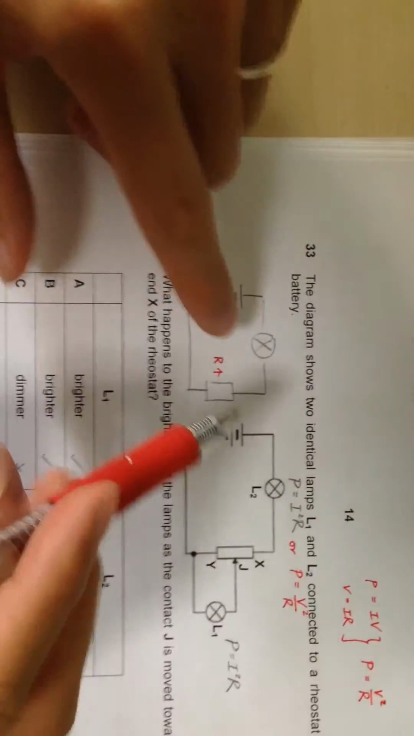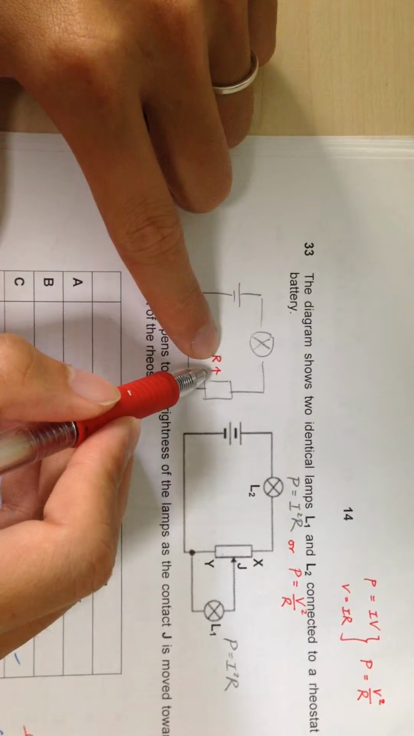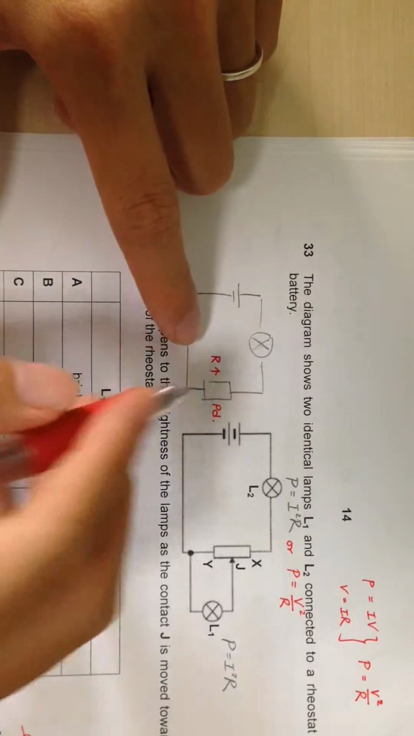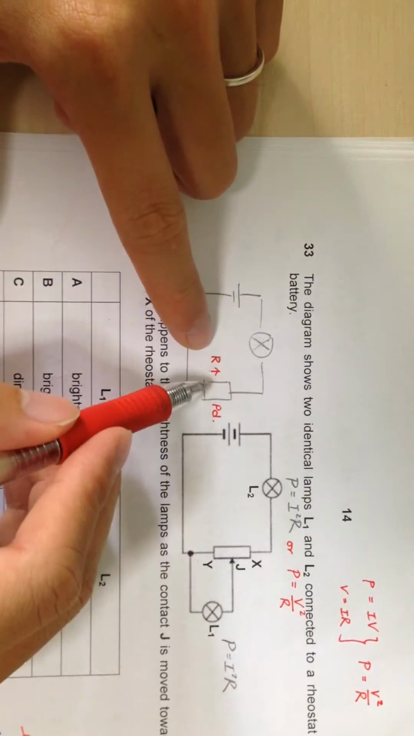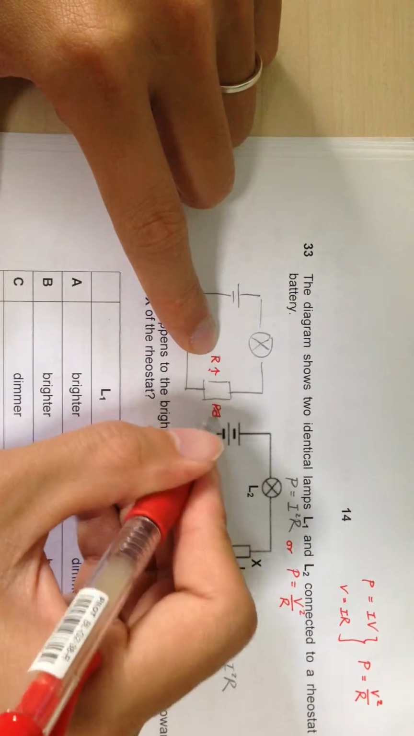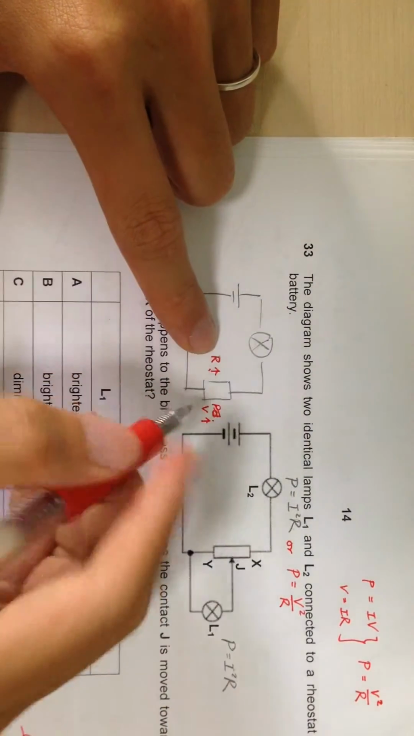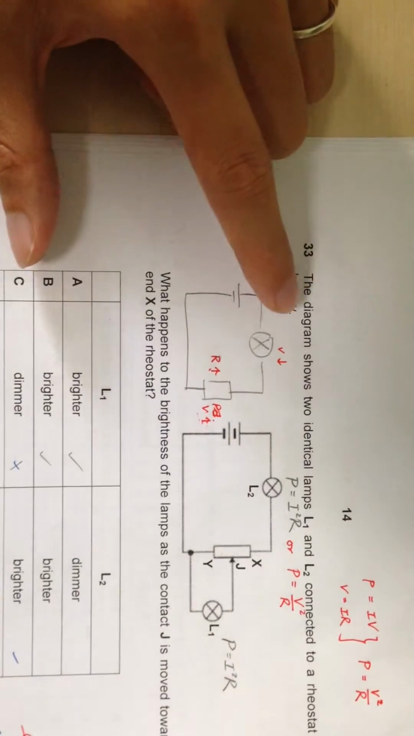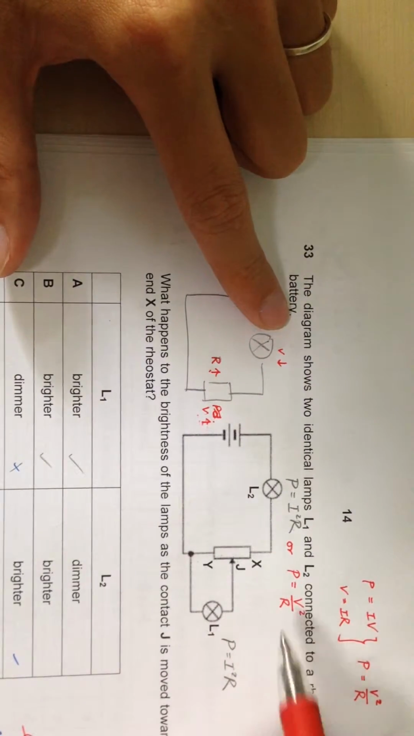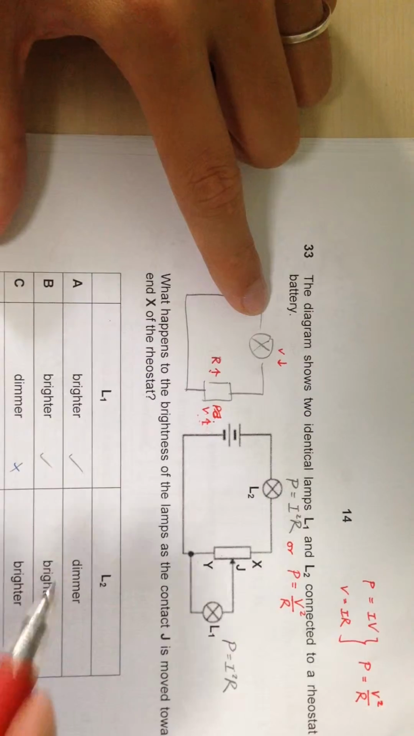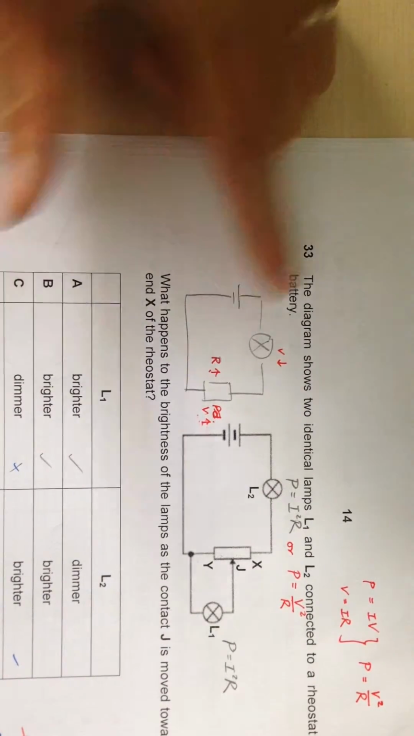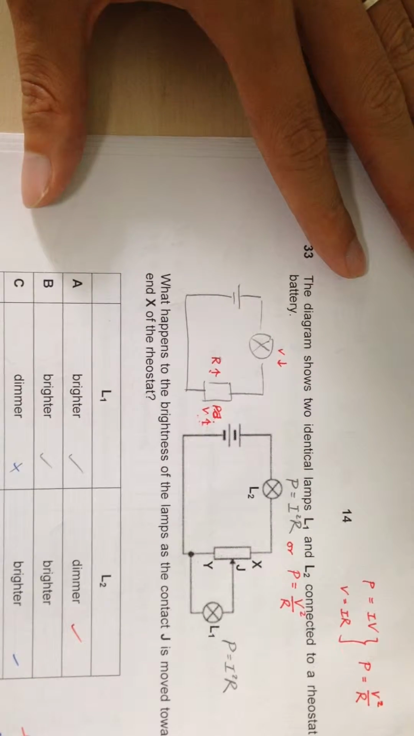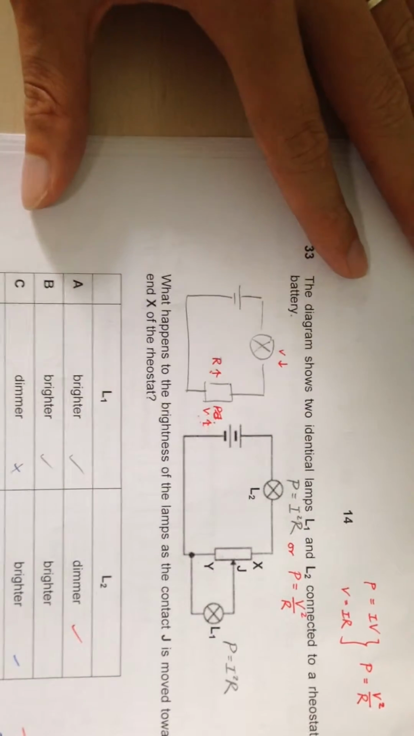So if you have V squared over R, if this resistance is increasing, because this is in series, right? So if this resistance increases, that means my voltage here will increase. If my voltage here increases, that means my voltage here will decrease. So if my voltage here decreases, then P equals V squared over R, my power is going to decrease, so it will be dimmer. So the answer is A. Okay? That's how you do it.